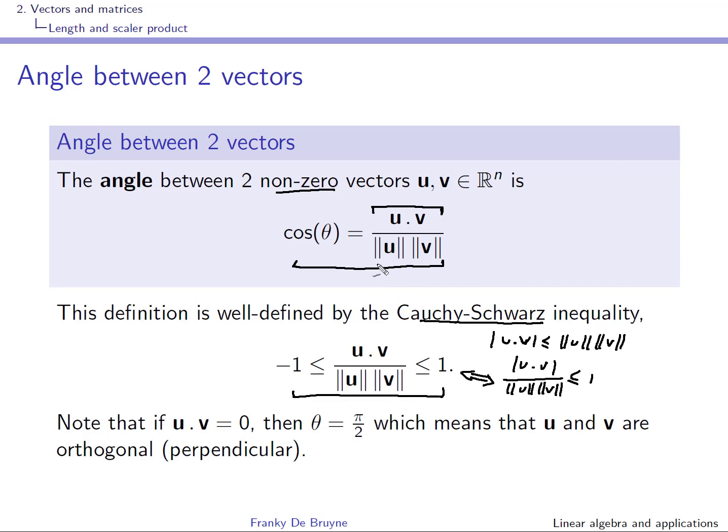You will see that, as we had said previously, if the scalar product of u and v is 0, okay, so you have a 0 quantity over here, this means that the angle here is pi over 2. This means that the two vectors u and v are orthogonal or perpendicular.